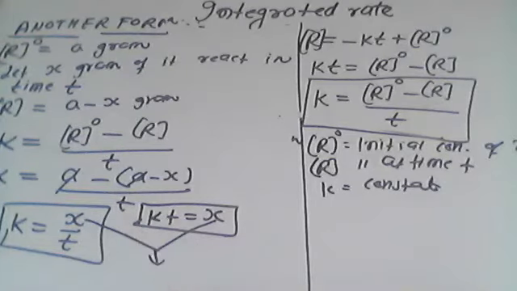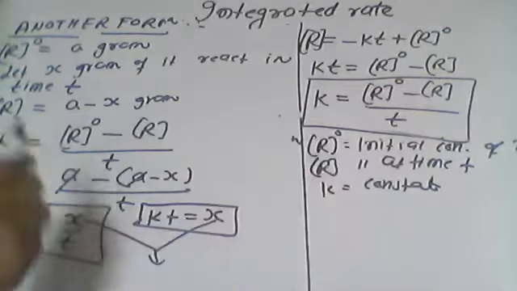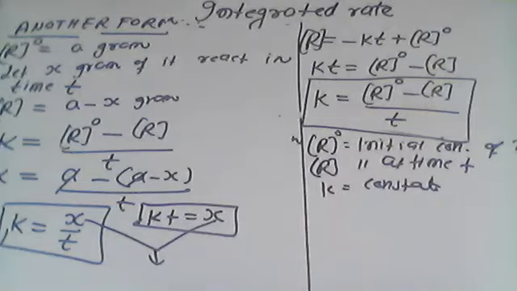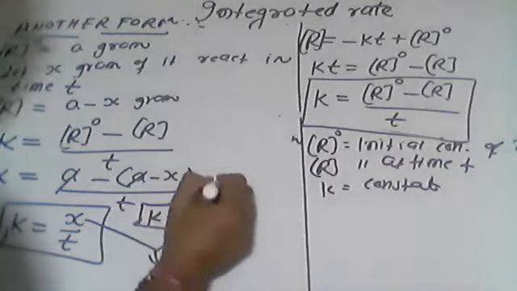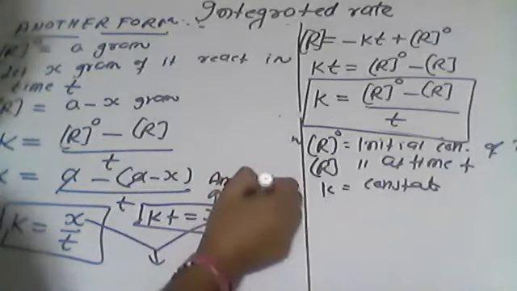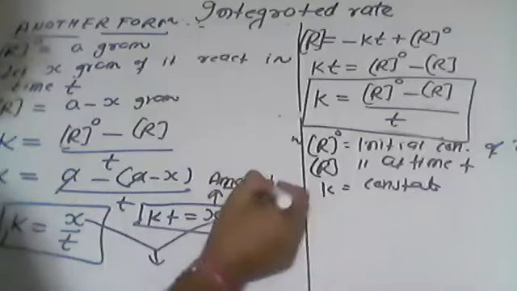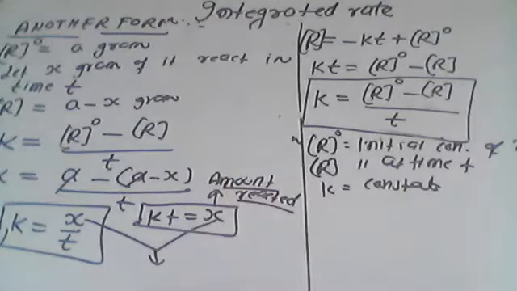What is X? X is the amount reacted in time T. It is not the amount left. In the first expression, R naught is the initial concentration and R is the amount left after time T. Here, X is the amount reacted in time T. There is a difference between both expressions.